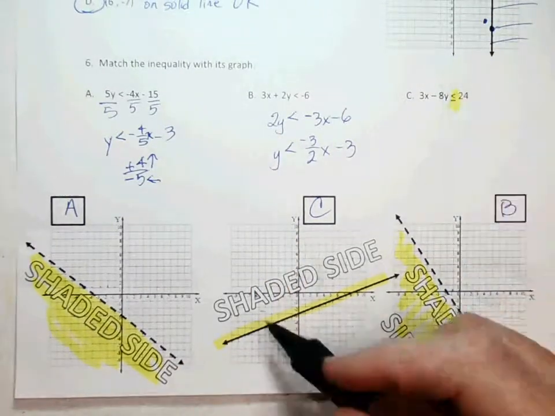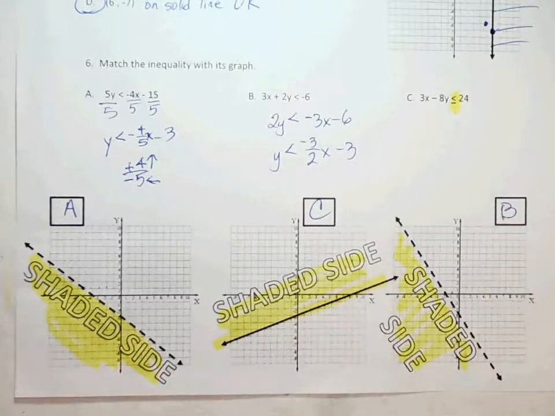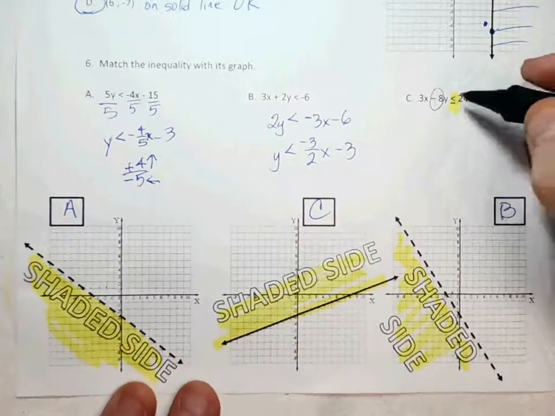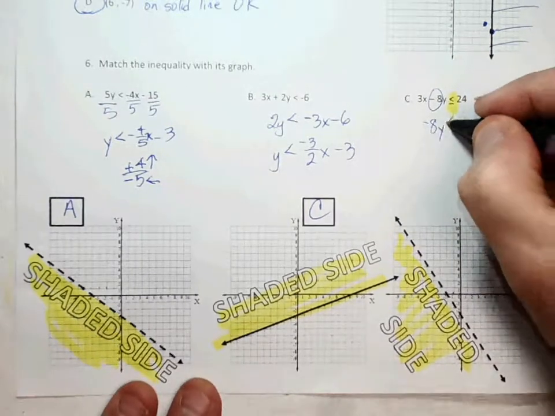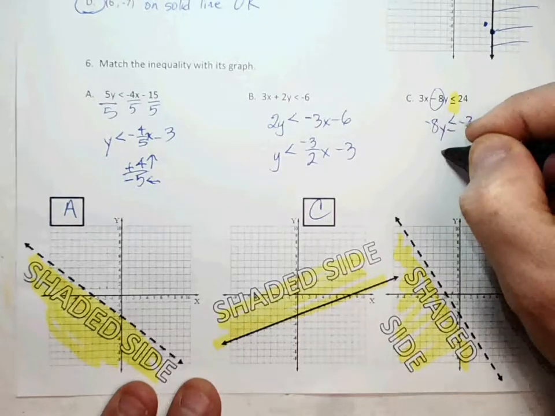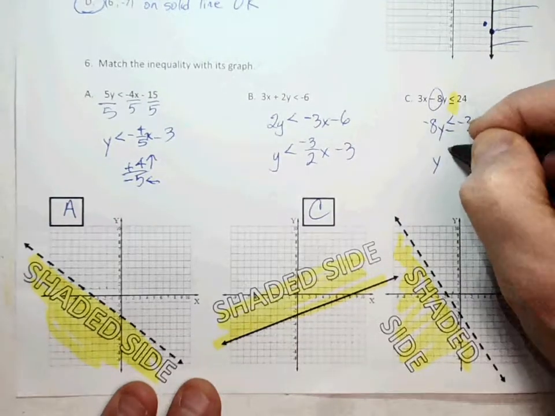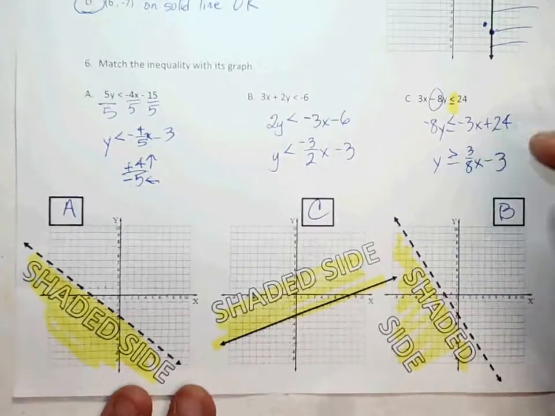And if we do this one, we're going to see that the shaded side is going to be greater than, because I'm going to divide by a negative. Matter of fact, I can do that really fast here just to show you. We divide by a -8. Symbol switches from less than to greater than. And we're done.